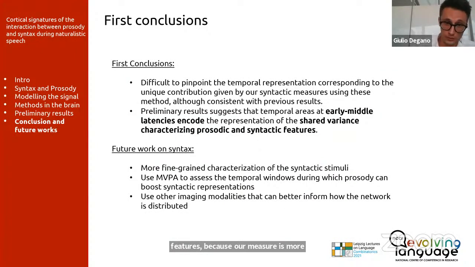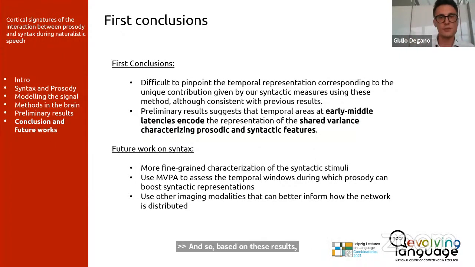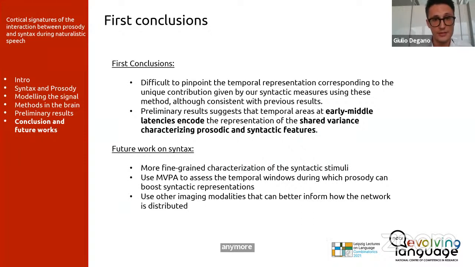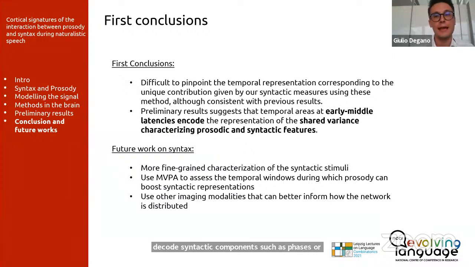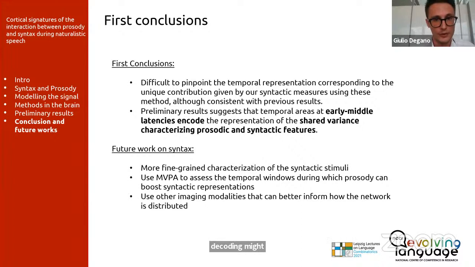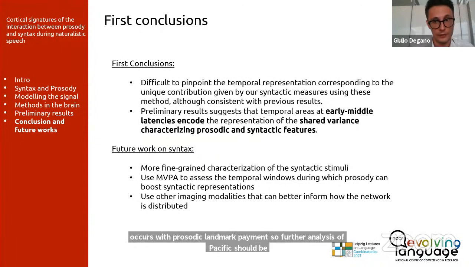So based on the results, we can go a little bit further and try to explain this interaction in a more broad sense by, for example, trying to decode syntactic components such as phrases or relational dependencies from our brain data, and we would expect that the decoding should get a temporal advantage. And what I mean by temporal advantage is the decoding might be better or happen earlier when syntactic information co-occurs with a prosodic landmark. So further analysis of this effect should be investigated via MVPA analysis on the syntactic information contained in the naturalistic stimuli, and we are planning to do that.